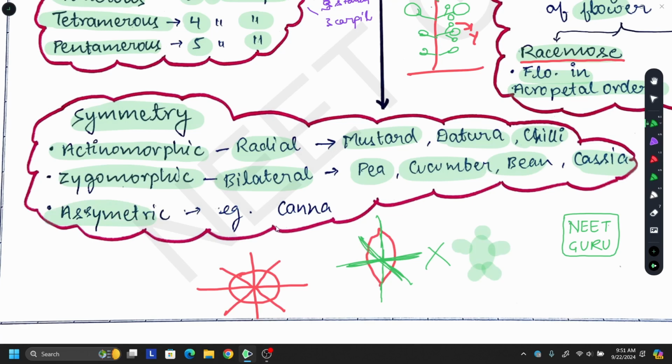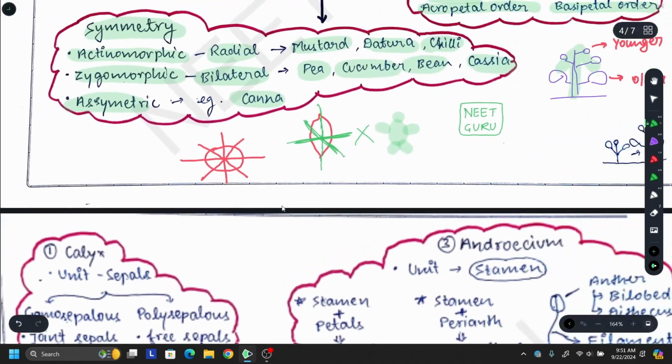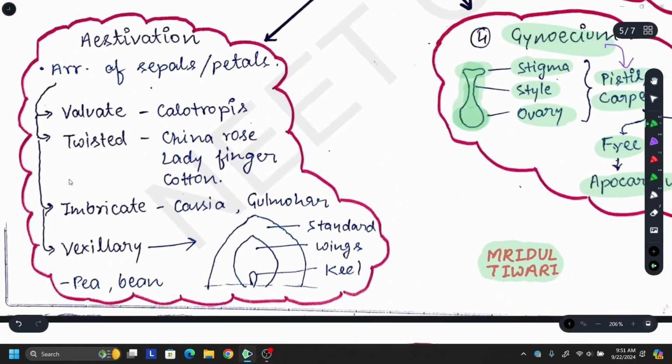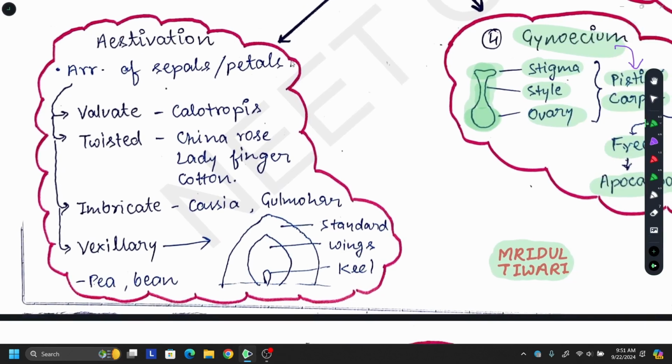Asymmetric flowers do not have any symmetry, and there is one example of an asymmetric flower given in the NCERT, that is canna. This we have already seen. The only thing remaining is estivation. Estivation is the arrangement of sepals or petals with respect to each other, and there are four types of estivation.